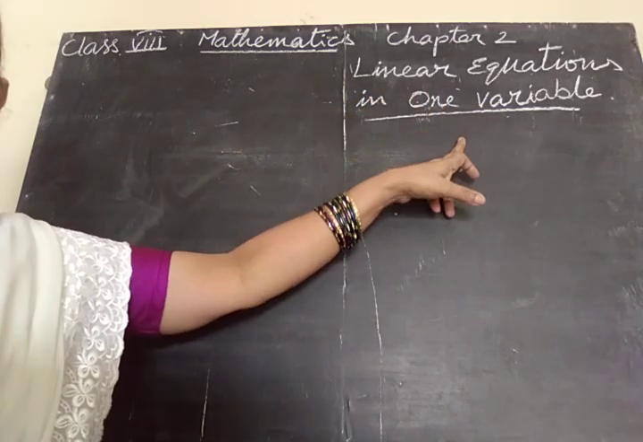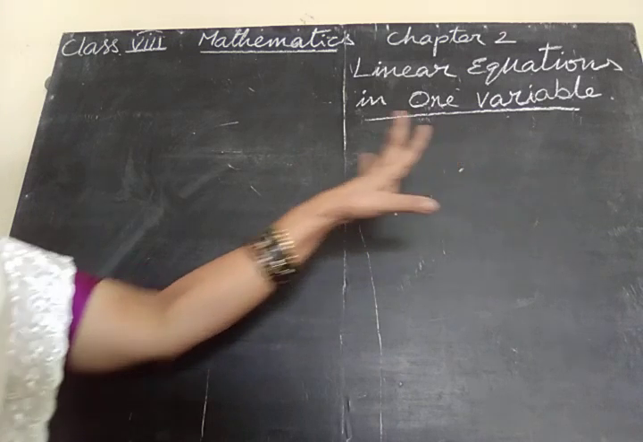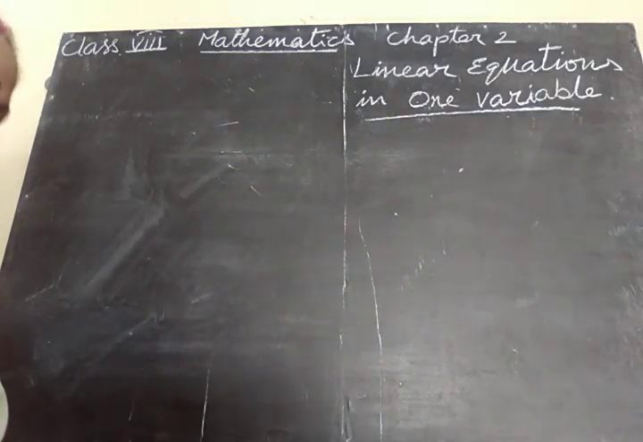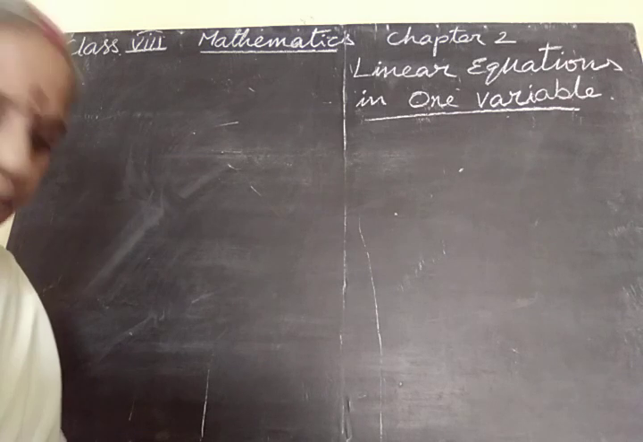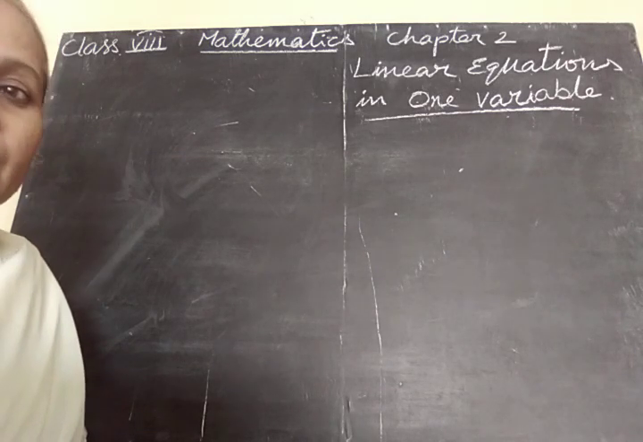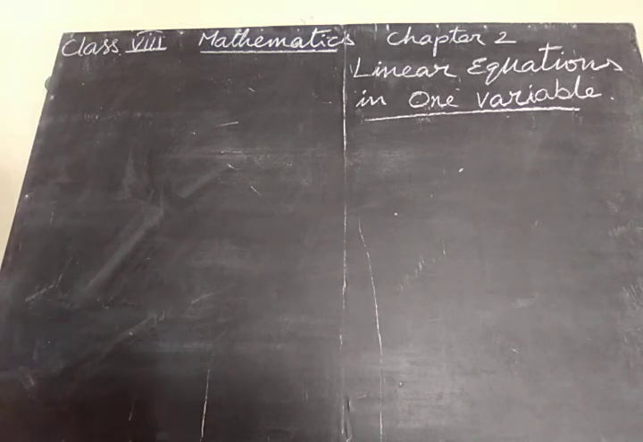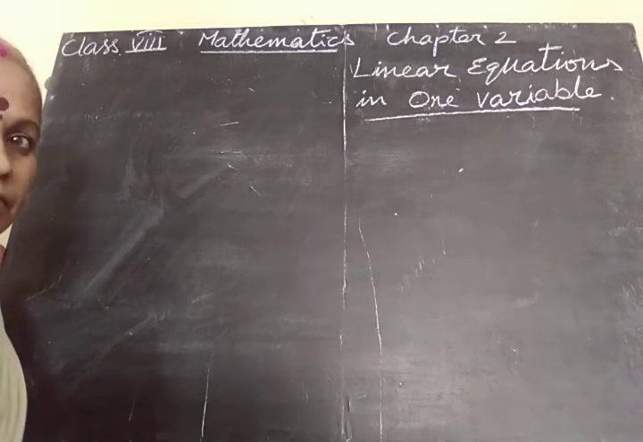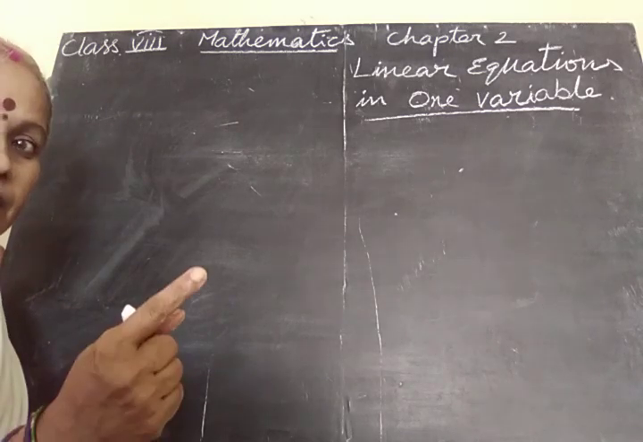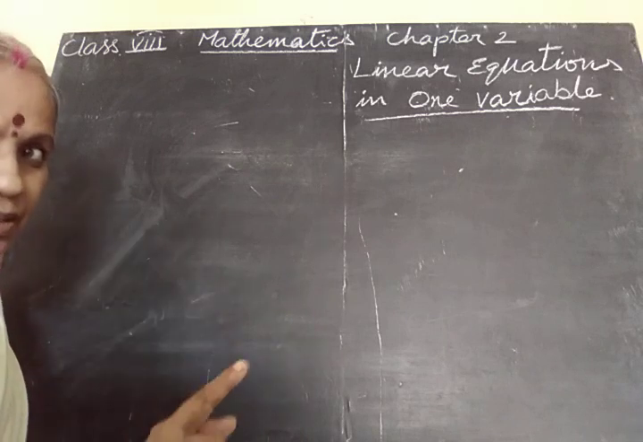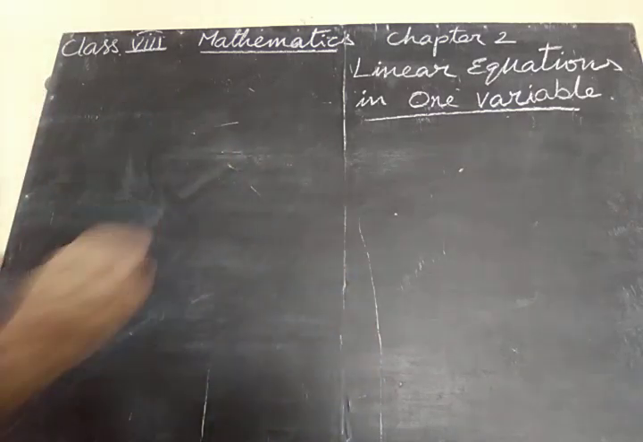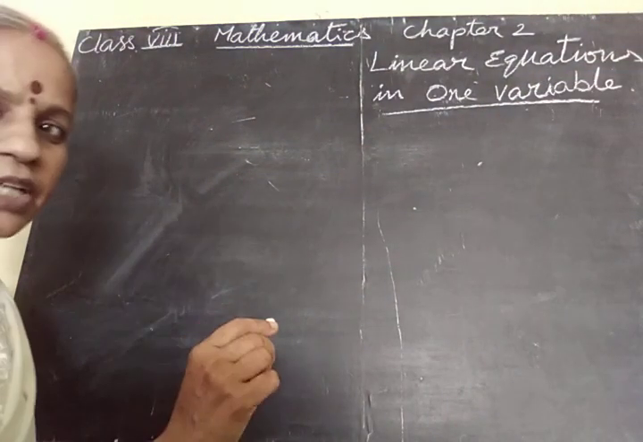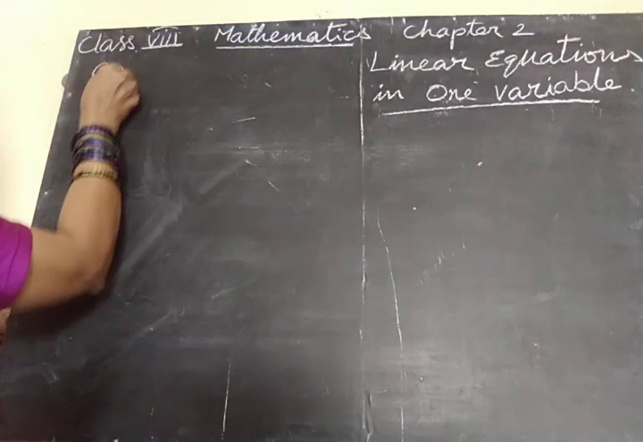Linear equations in two variables, second chapter. Okay, this is our chapter name. Now students, previously you learned about term, variable, and constant. First of all, what is constant?